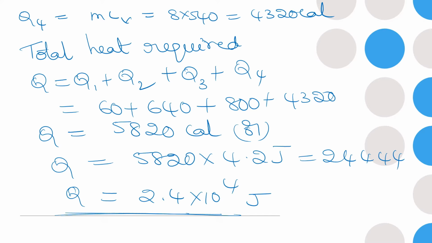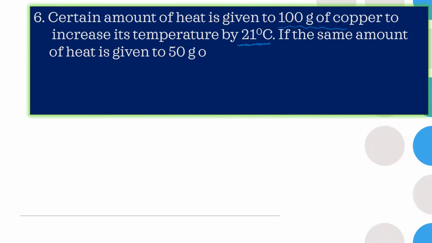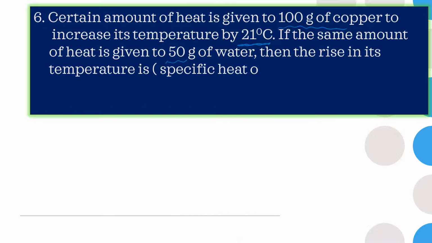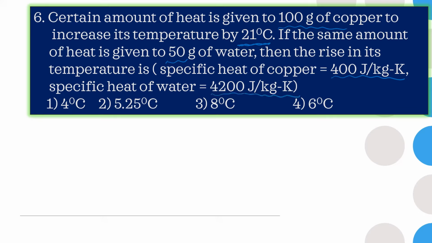Now we'll go to the next question. A certain amount of heat is given to 100 grams of copper to increase its temperature by 21 degree centigrade. If the same amount of heat is given to 50 grams of water, then the rise in its temperature is? Specific heat of copper is given as 400 joule per kilogram Kelvin, and the specific heat of water is given as 4200 joule per kilogram Kelvin. Now let us go to the solution.